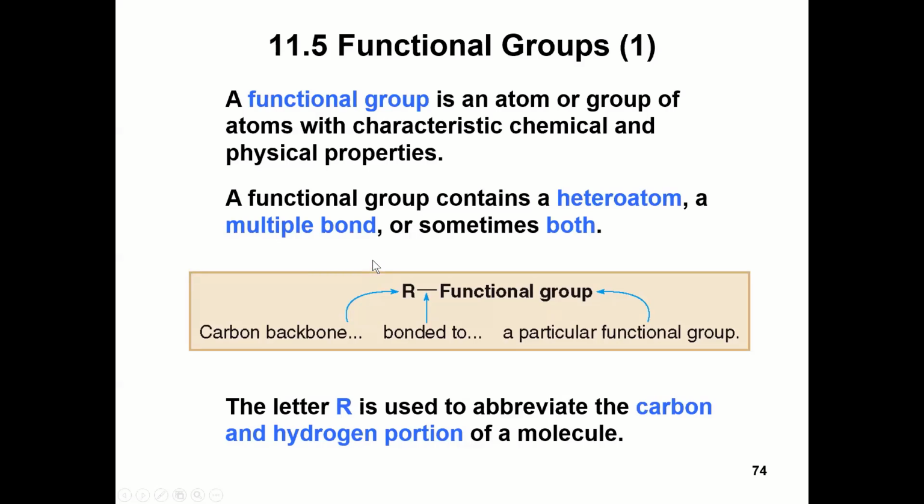So the way that we designate a functional group, or abbreviate a class of organic compounds with a functional group, is with the symbol R, where R denotes the carbon backbone of that molecule. Then we have a single line, and then we put the formula for the specific functional group contained in that particular organic molecule. We'll go over some of these functional groups soon. Again, the letter R is used to abbreviate mainly the carbon and hydrogen portion of the molecule.